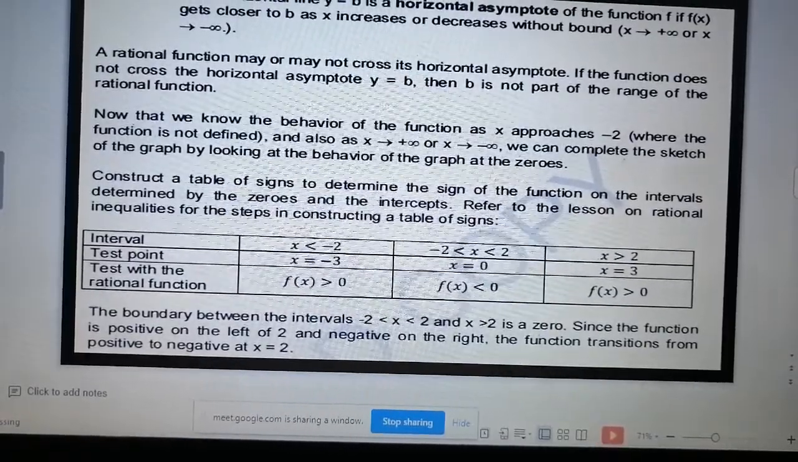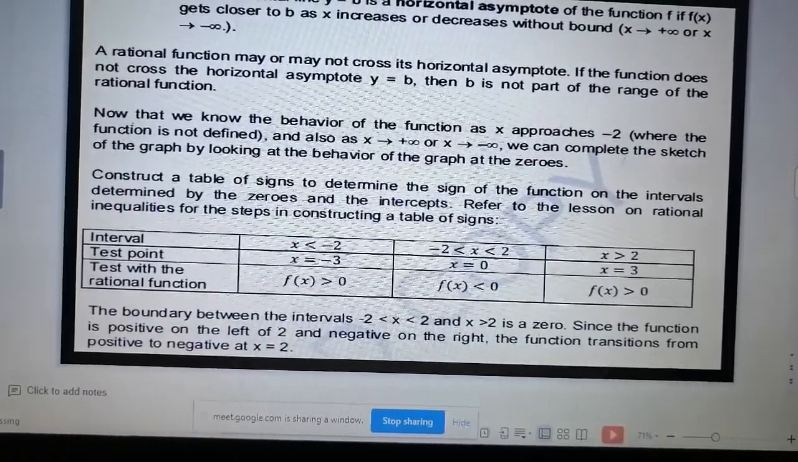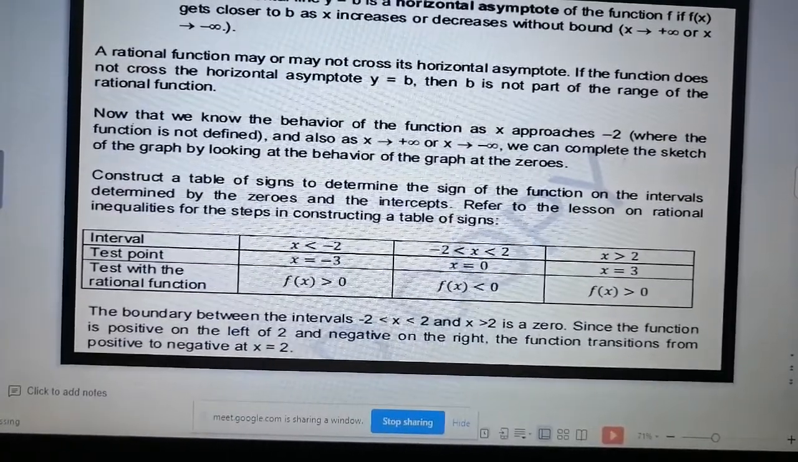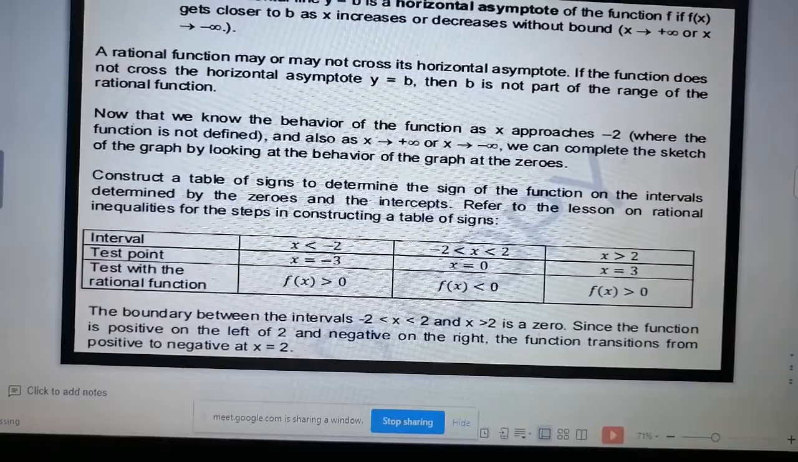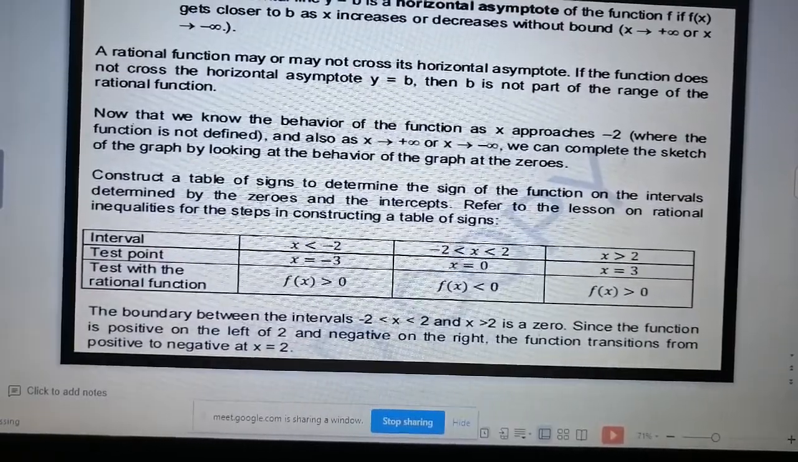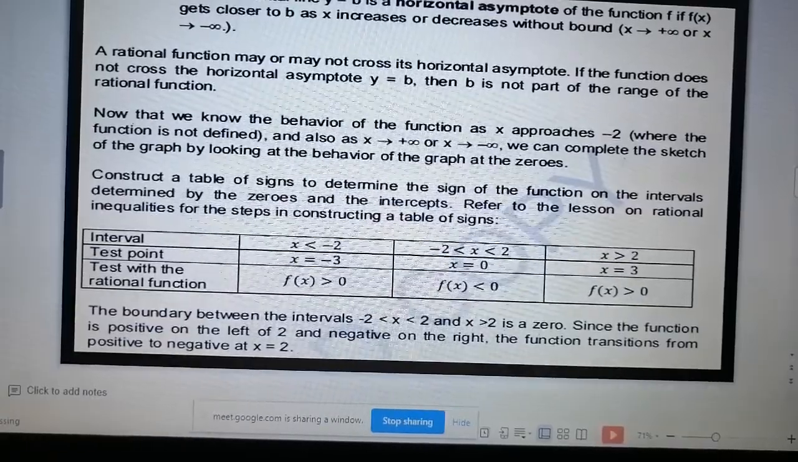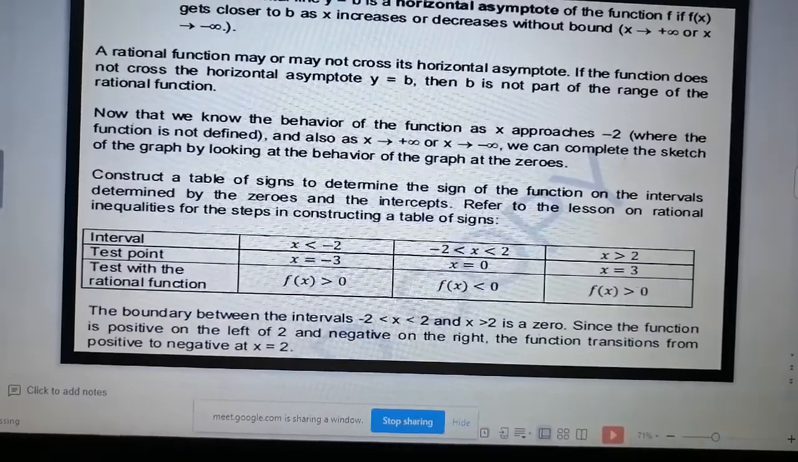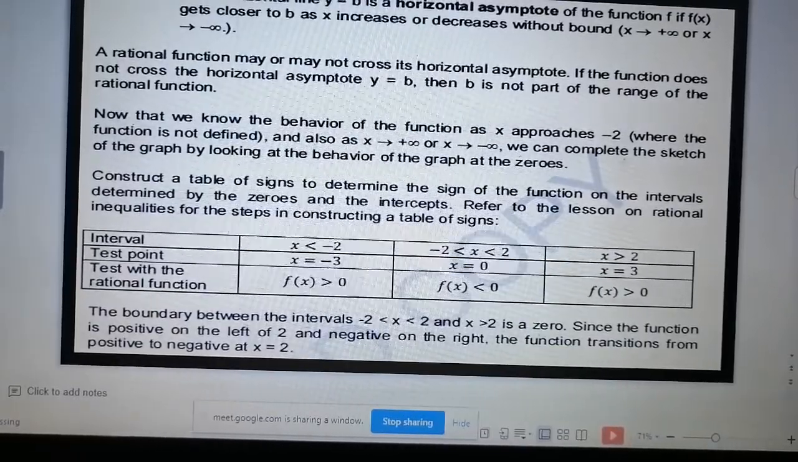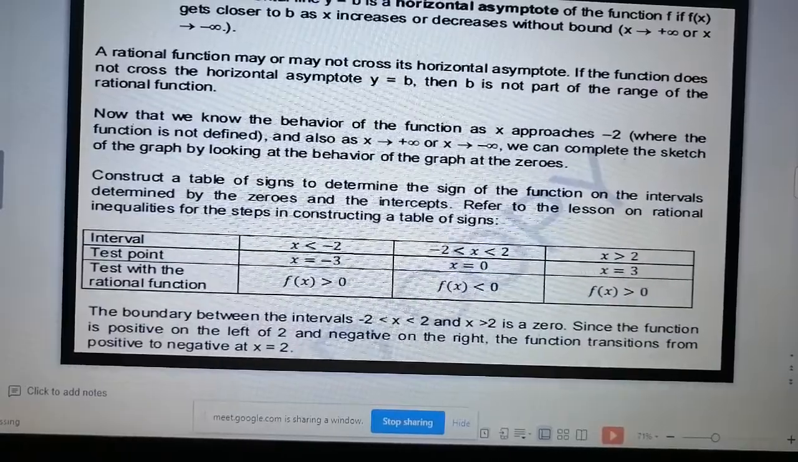Tingnan nyo yung interval. So, yung x is less than -2. Maybe the value of x is 1. Kasi, less than -2 eh. Okay. -2 less than x less than 2. What is the value of x? What is the value of x? Ha? 0.